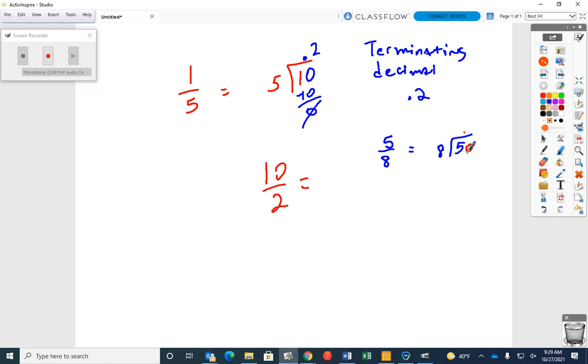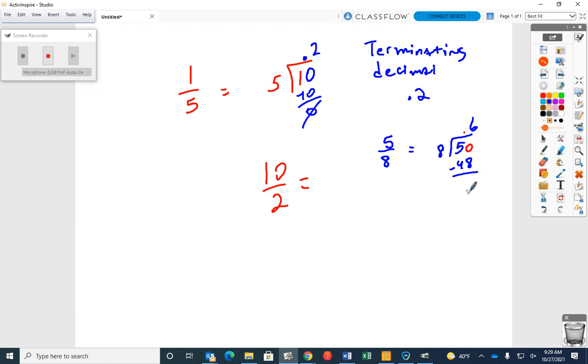Can 8 go into 50? How many times can 8 go into 50? 5? 6? Okay, and if I do 8 times 6, what is that? It's 48. Well, this did not terminate.